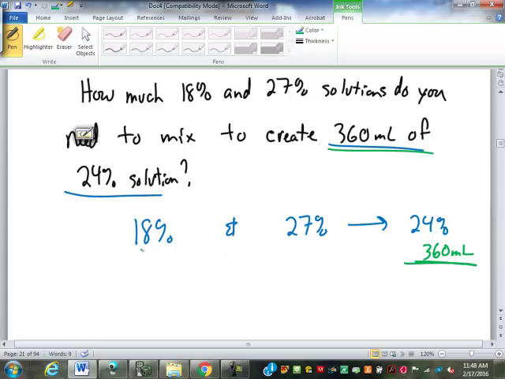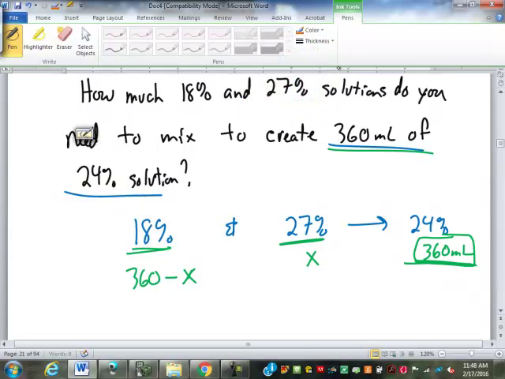What we know, the relationship that we know between these amounts of 18% and 27%, we know it's going to have to add up to 360 milliliters. So I'm going to pick one of the amounts, either the 18 or the 27%, to be X. And I usually pick the larger of the two concentrations, the larger percentage, to be X. So I'm going to pick the amount of the 27% solution to be X. That means the 18% solution, the amount of that will have to be our total of 360 minus X.